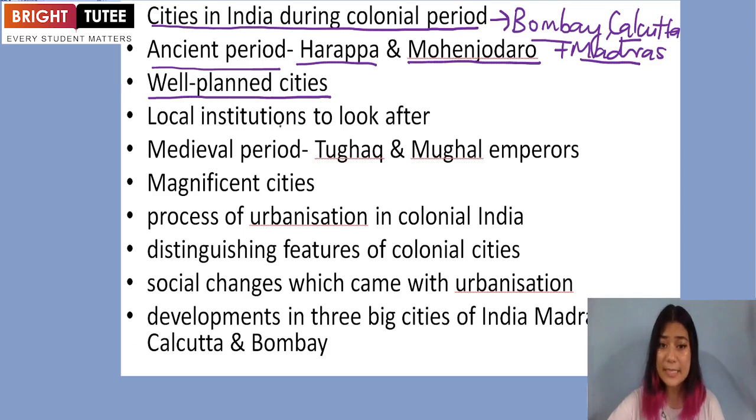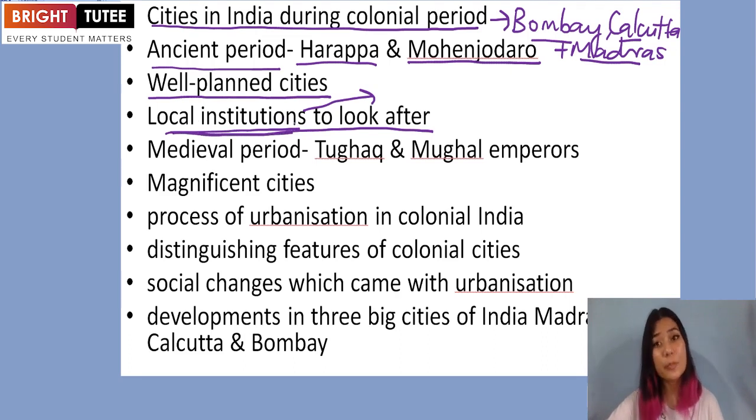And in these cities, there were local institutions to look after the well-being and proper functioning of the cities. Like today we have municipal corporations, panchayats, committees, right? All those are local institutions which make sure of the proper functioning and running of the administration of the district, of the state, of the cities, of the towns or of the villages. In a similar manner, such local institutions were also present during the ancient period to make sure that the cities of Harappa and Mohenjo-daro and other cities functioned properly.